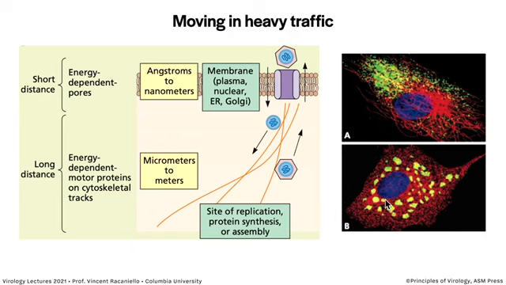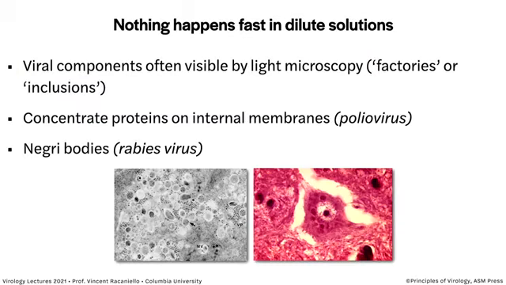So that just shows very dramatically the necessity for movement on cytoskeletal tracks within the cell. I always like to say that nothing happens fast in dilute solutions. The same goes for virus assembly. In fact, for most viruses, the components are often concentrated in areas of the cell, and we call them factories or inclusion bodies. And you can see these by the light microscope.